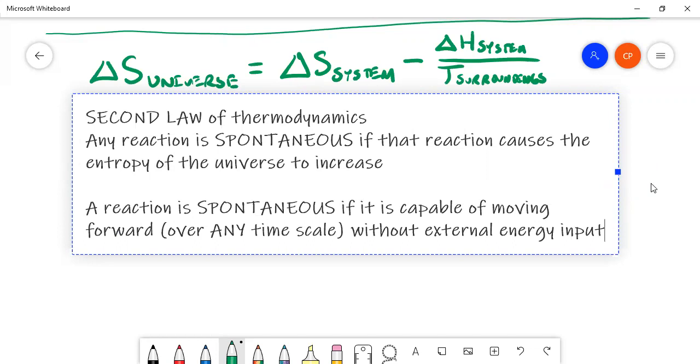We define spontaneous reactions as reactions that are capable of going forward without external energy input. Now, I don't care over what time. If the evaporation of water is spontaneous in a given condition, that evaporation of water is going to happen. It may happen in a couple of minutes. It may happen over the course of an hour. It may happen over the course of 4 to 5 days or longer. But if it happens and it didn't require external energy input for it to happen, it's spontaneous.